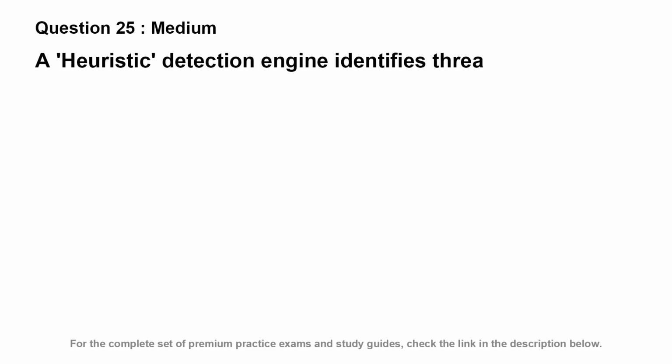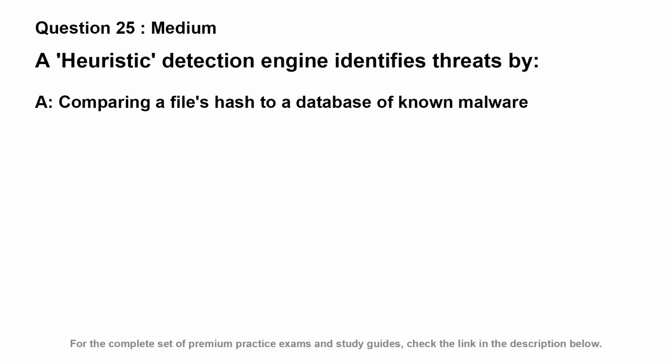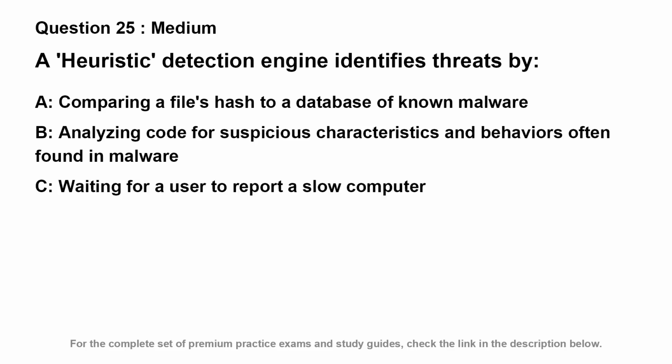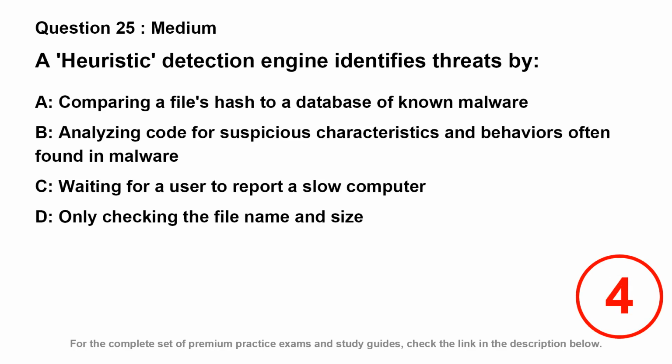A heuristic detection engine identifies threats by: Option A, comparing a file's hash to a database of known malware. Option B, analyzing code for suspicious characteristics and behaviors often found in malware. Option C, waiting for a user to report a slow computer. Option D, only checking the file name and size.